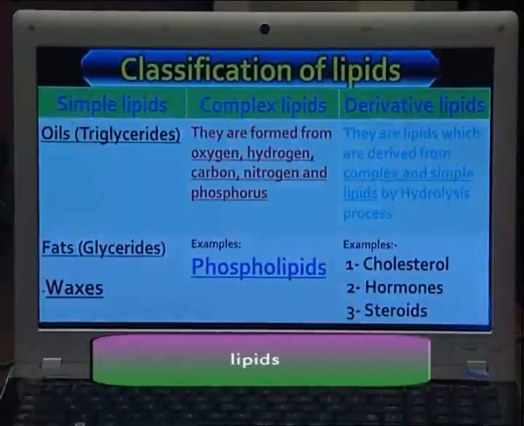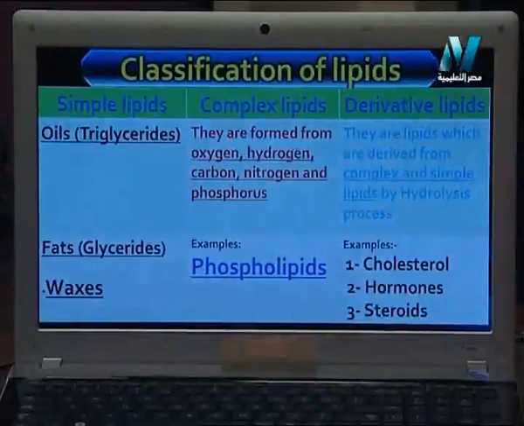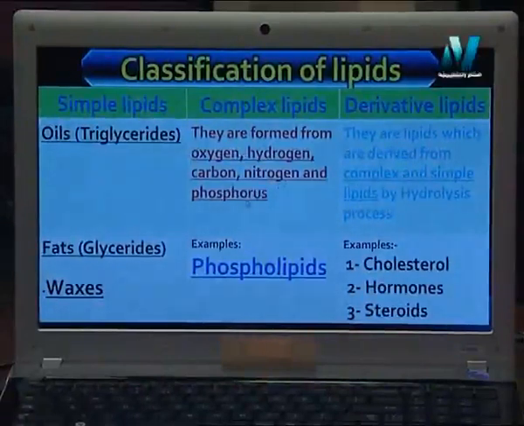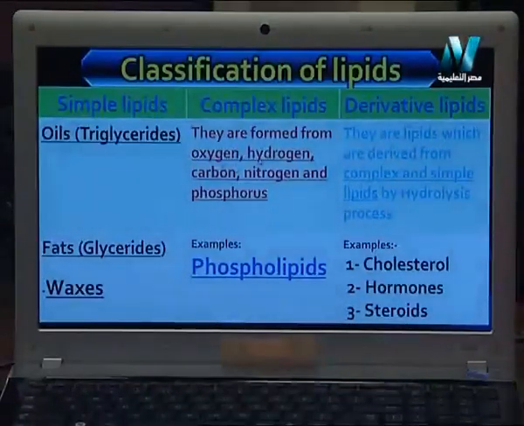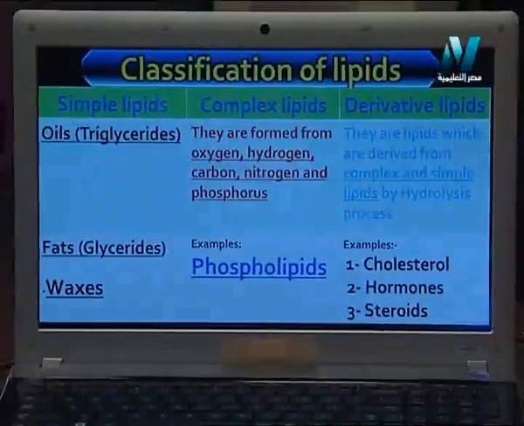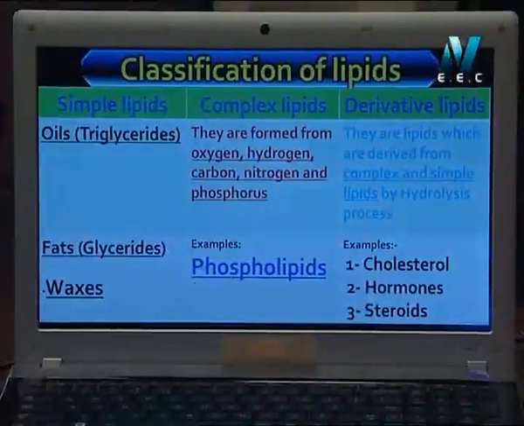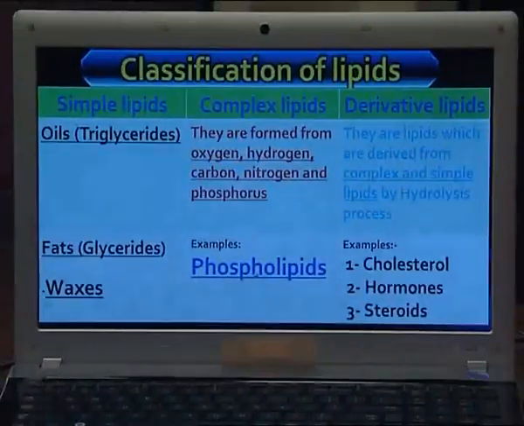Complex lipids. Why do we call them complex lipids? Do you know that lipids contain hydrogen, carbon, and oxygen? Here we have nitrogen and phosphorus in addition to hydrogen, carbon, and oxygen. So complex lipids contain oxygen, hydrogen, carbon, nitrogen, and phosphorus. An example here: phospholipids. I know this is a new expression to you. I will discuss phospholipids after a few minutes.